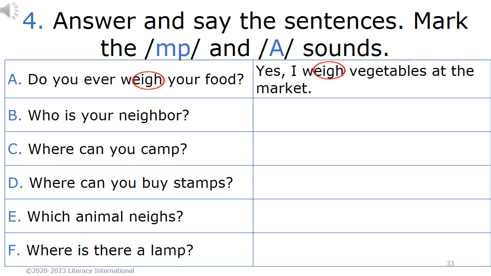4. Answer and say the sentences. Mark the mp and the a sounds. A. Do you ever weigh your food? Yes, I weigh vegetables at the market.